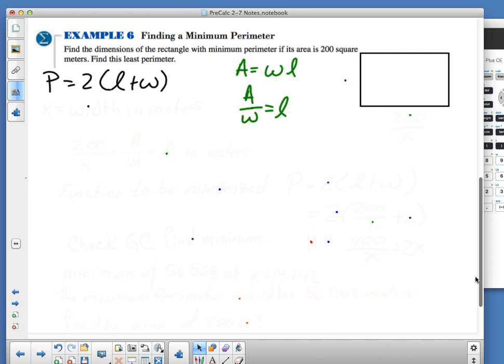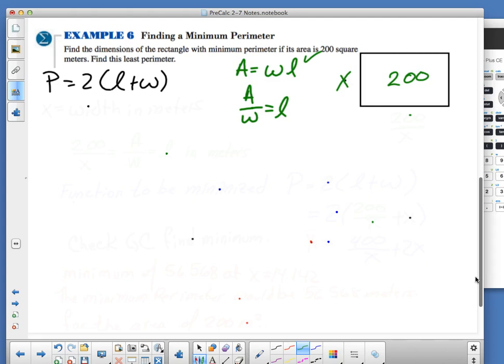So when I'm doing this, I'm thinking, all right, I've got this rectangle. It's supposed to have an area of 200 square meters. So I've got a rectangle that has 200 square meters. And we know area is length times width, right? So I can have my one side be X. Are you okay with that? I need to define my other side in terms of X and area.